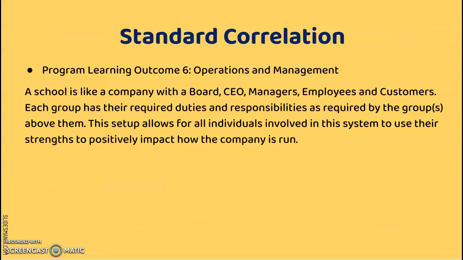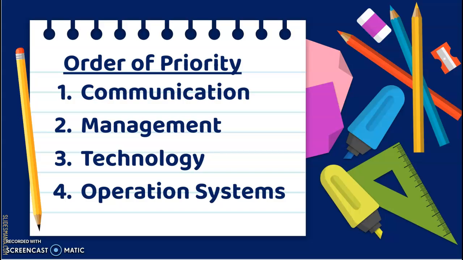So for our standard correlation with PLO6, operations and management, it was interesting for me to look at a school district as a company. You have a board of trustees, which is your Board of Education, the CEO is your superintendent, managers are principals, employees are the teachers, and then the customers are your students and the community, really. And so each group has their duties and responsibilities as required above them, and this setup allows for everyone to use their strengths to impact how the company is run.